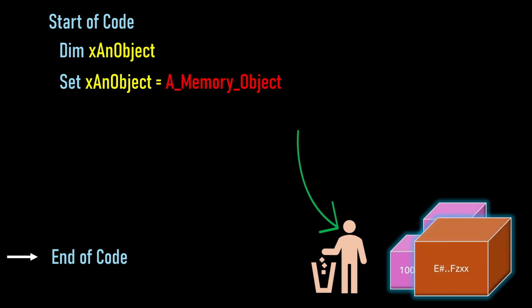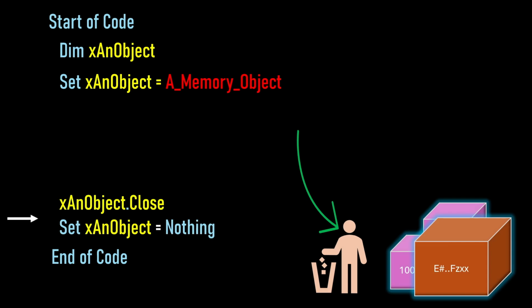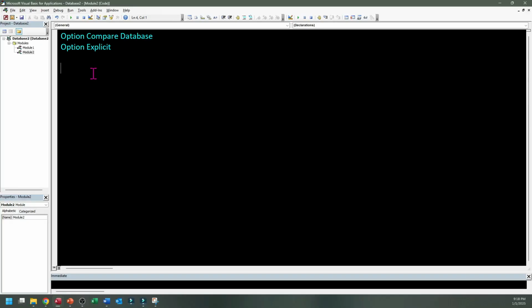Now we can try to mitigate this by manually coding a close and set to nothing line. But we can make a module to make this even easier.